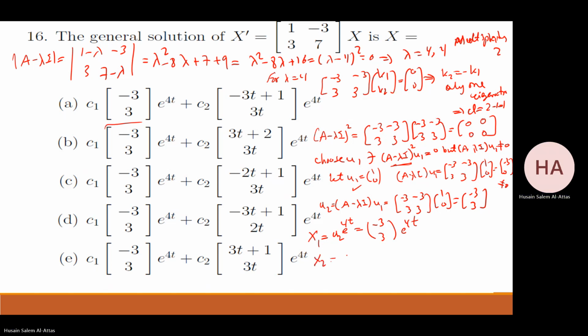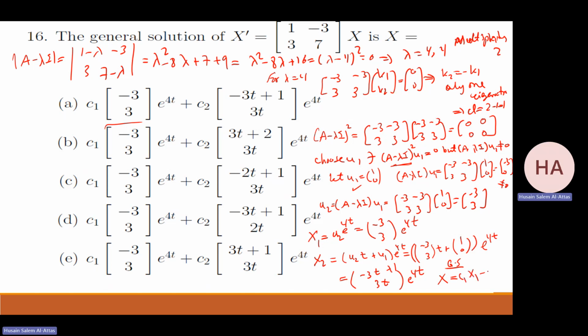X2 will be U2 T plus U1, e to the 4T. That will be minus 3, 3 times T plus, what is my U1? 1, 0. Yeah, and that is minus 3T plus 1, 3T, times e to the power 4T. What will be my general solution?